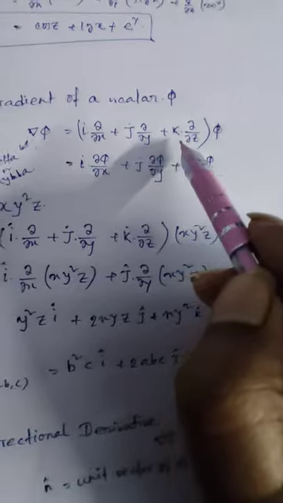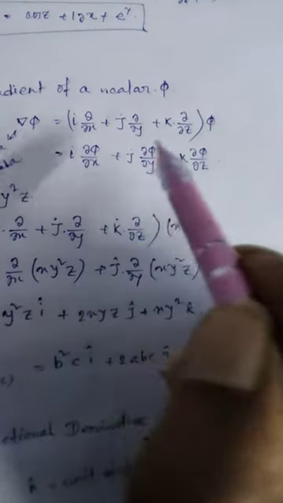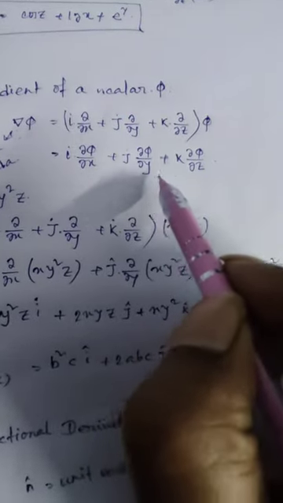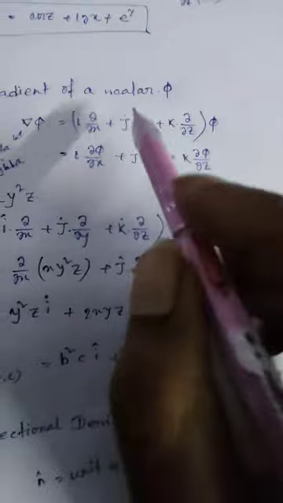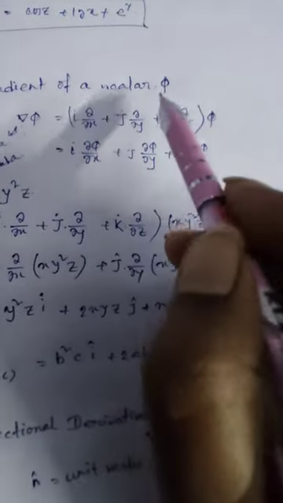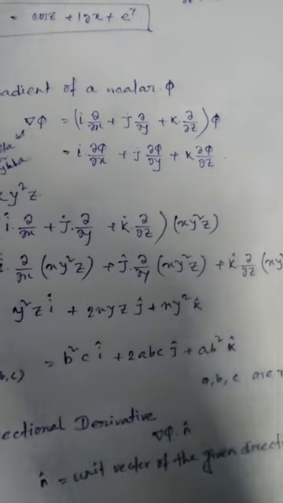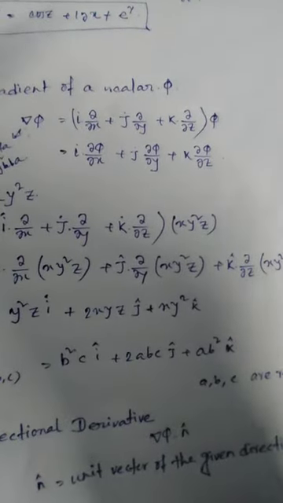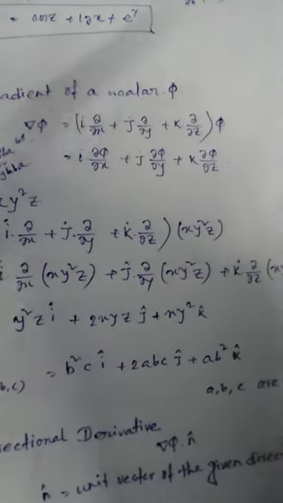i into del x plus j into del y plus k into del z of phi. That means we can say i del phi del x plus j del phi del y plus k del phi del z. Also remember one thing here: the gradient of a scalar function gives a vector function. So now let us see by an example how we can find the gradient of a scalar function.